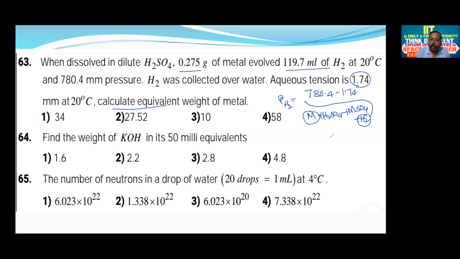Understood? So first of all, PV is equal to nRT. So the number of moles will be PV upon RT. So pressure will be 780.4.